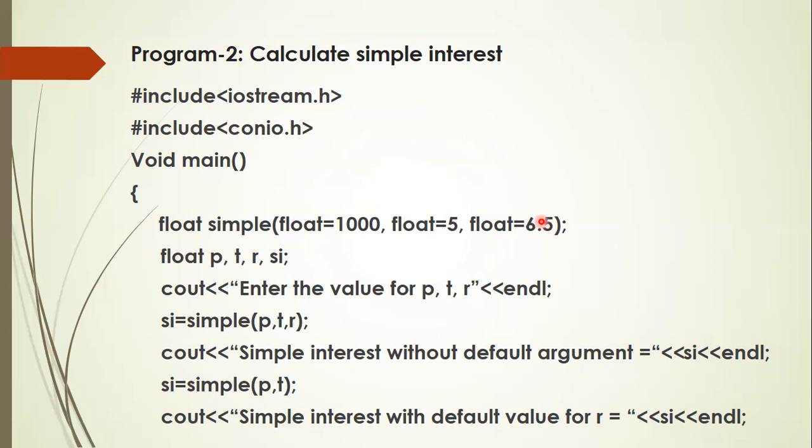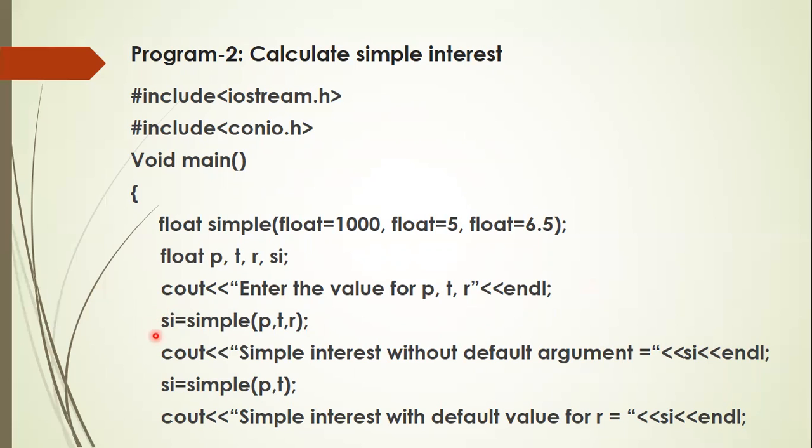While calling a function, if you give all the 3 arguments, then default has no meaning. If you call it with only 2 arguments, then for the third one it will take it from the default list. If you call the function with 1 argument, for the last 2 it will make use of the default value. If you call the function without any argument, then in that case it will make use of the default value for all the 3 arguments. So this function is to calculate the simple interest. Enter the value for PTR.